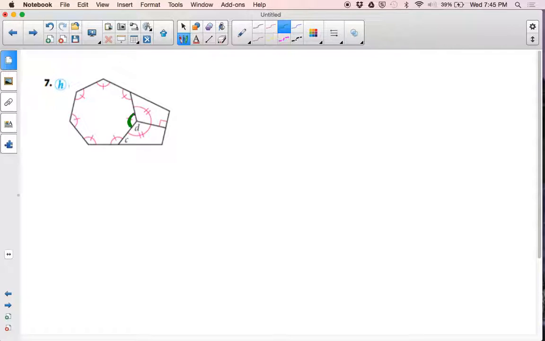The way I'm going to find that is I'm going to say, all right, this is a 1, 2, 3, 4, 5, 6, 7-sided polygon. So 7 minus 2 times 180 will give me the total of all of those angles inside, which is 900. So that's the total of the interior angles. And if I take 900 and divide it by 7, I get each angle individually. So that's 128.57 degrees.